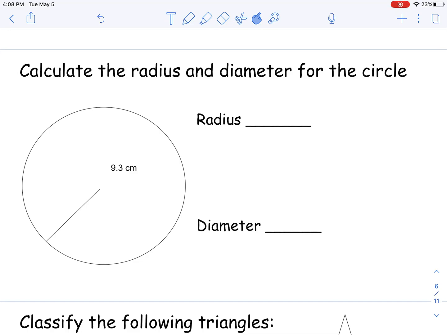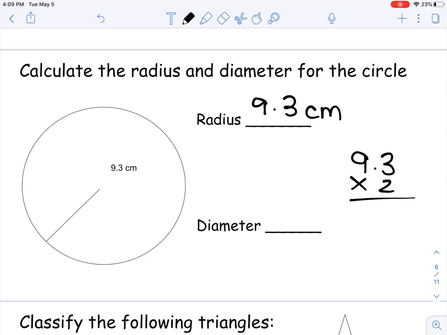Well, if you said radius, you're correct, because I did not cut the circle exactly in half. So I gave you a 9.3, or 9 3/10 centimeter, for the radius. Now remember, diameter is twice as big as radius, so you have two options here. You can multiply by 2, or you can double 9 3/10. I'm going to go ahead and multiply by 2, and I get 18 6/10 centimeters.